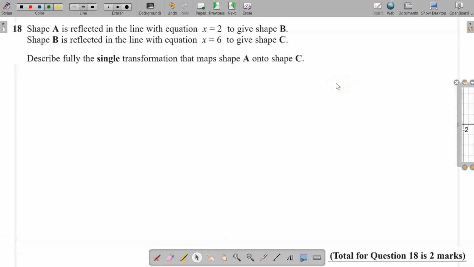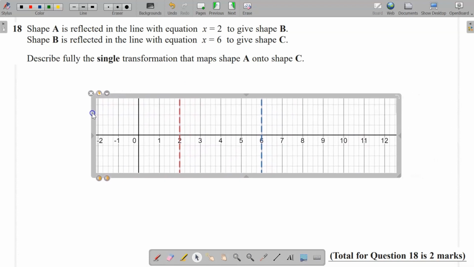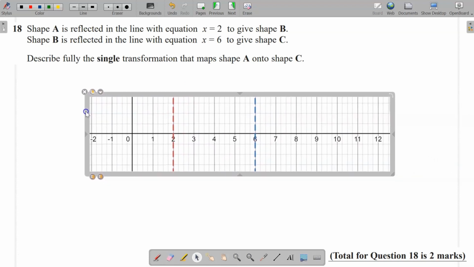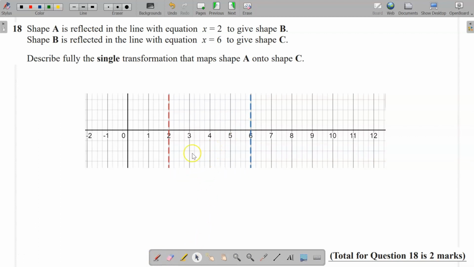Now, this is quite an unusual question about a double reflection and the single transformation that it leads to. Let me explain this with a little diagram which I've produced. You can obviously sketch this in the exam, and the way I would recommend is to either do this or to use a piece of tracing paper, which you can ask for in the exam. Now imagine you've got these 2 lines, x equals 2 and x equals 6. We'll just take a random point somewhere just above the axis, say at 3.